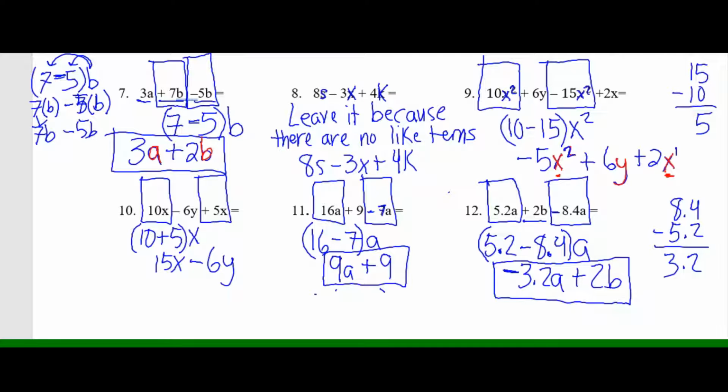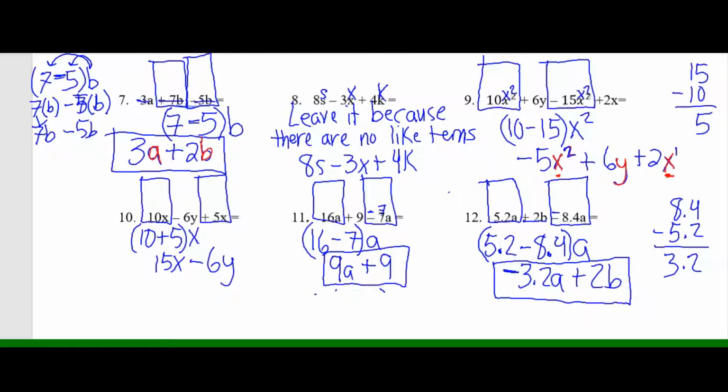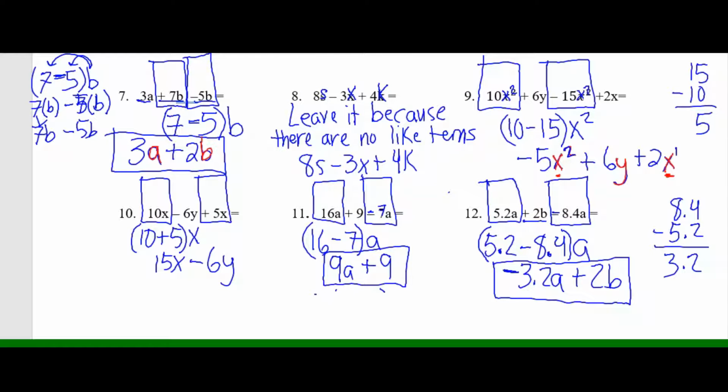So remember, in order to be considered like terms, you have to have the same variable and the same exponent. So the same variable, and the same exponent. So this is a 2 and this is a 1. So these are not like terms, so you will leave it as is.